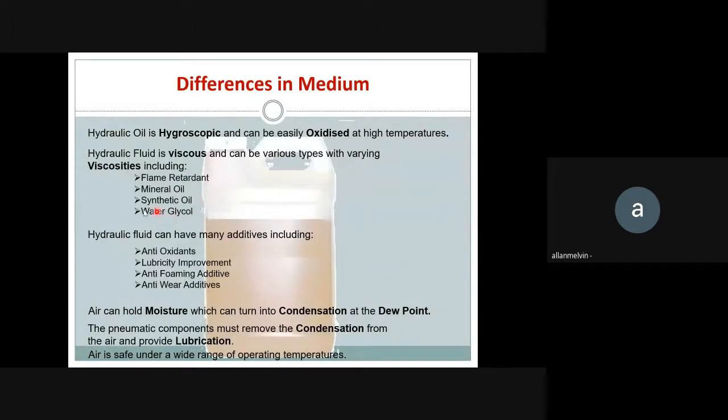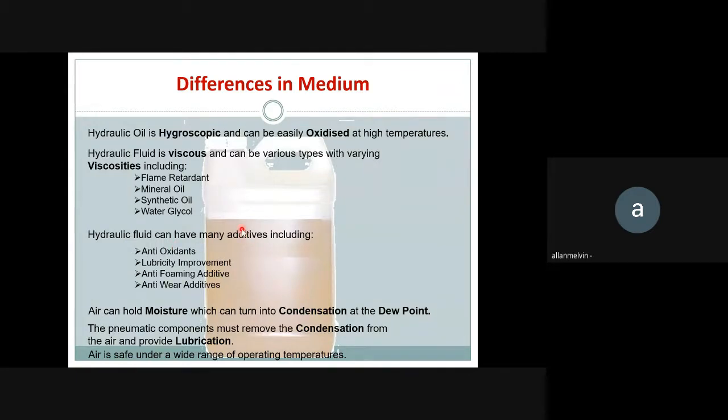Okay. So even the car also synthetic oil. Yang ni kita biasa dengar lah, synthetic, semi synthetic, normal oil. So you can have a lot of stuff lah. Okay, so hydraulic fluid also can have additive.